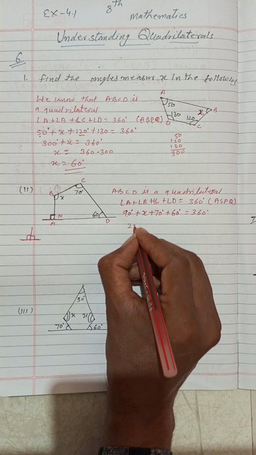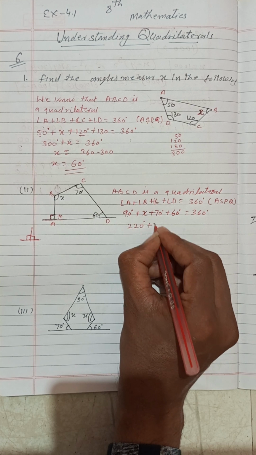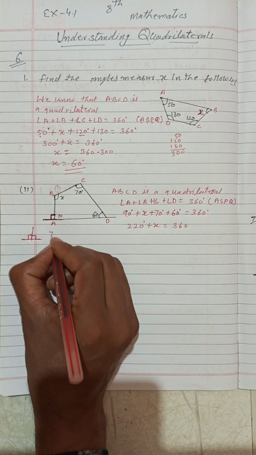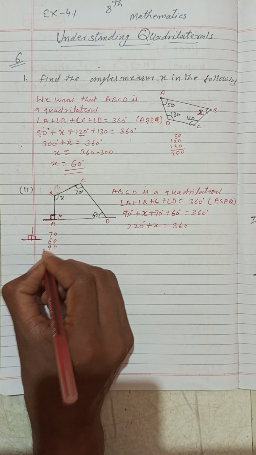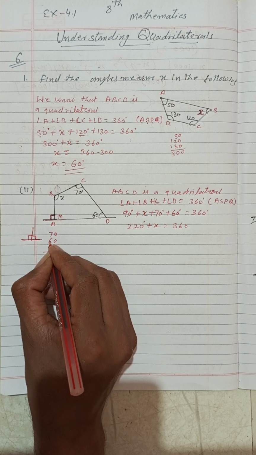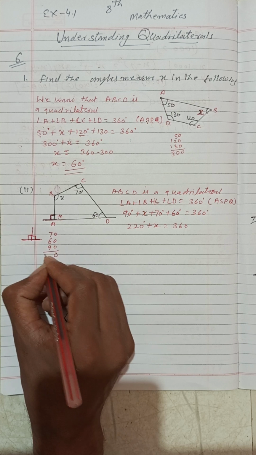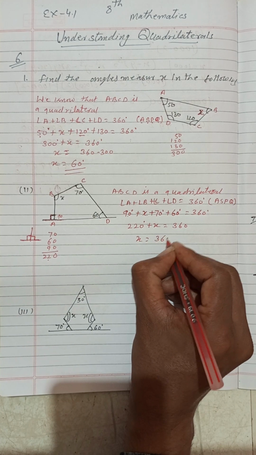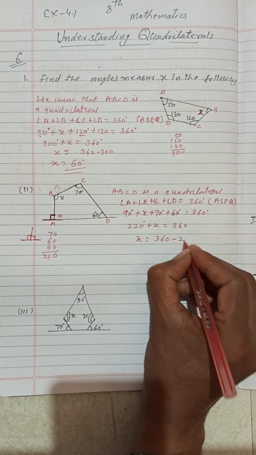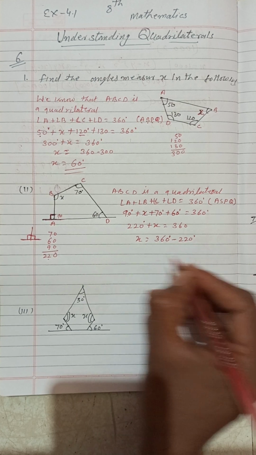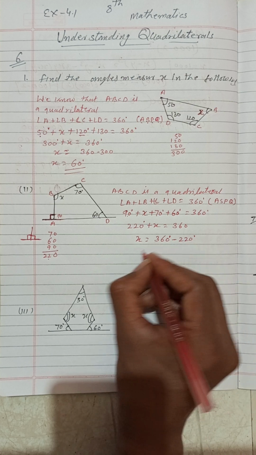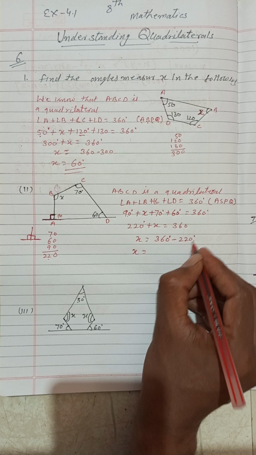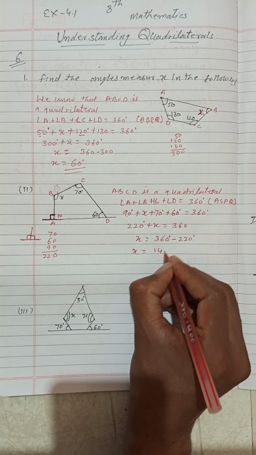130 is equal to 220 degrees. 220 degrees plus x is equal to 360 degrees. Now let's add it. We have 70 degrees, 60 degrees, 90 degrees. So what will be the 0? 6 plus 7 is 13. 13 plus 9 is equal to 22. So 220. Then x is equal to what? 360 degrees. This number will go to that side. Then it will become 220 degrees. Then 360 minus 220. Then x is equal to what remains in that? 360 minus 220 is equal to 140 degrees.